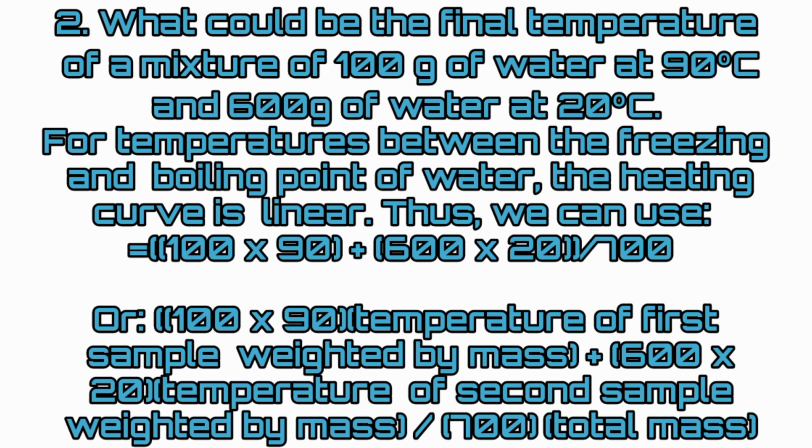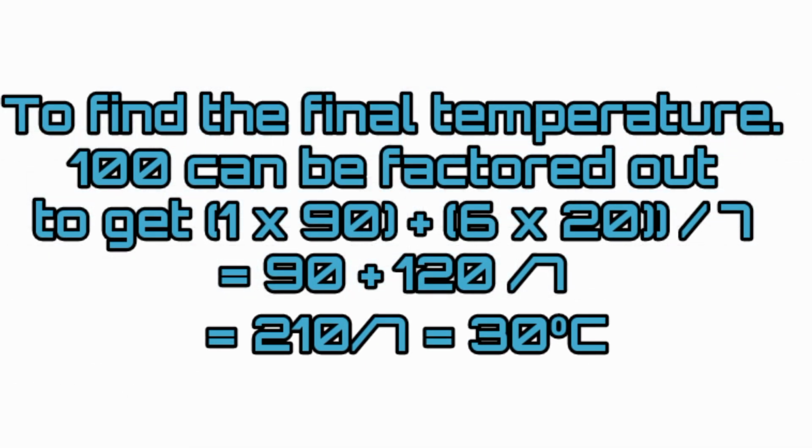or 100 into 90, temperature of first sample weighed by mass, plus 600 into 20, temperature of second sample weighed by mass, by 700, that is total mass, 600 plus 100. We get to find the final temperature. 100 can be factored out to get 1 into 90 plus 6 into 20 by 7. 90 plus 120 by 7 is equal to 210 by 7 is equal to 30 degrees C.